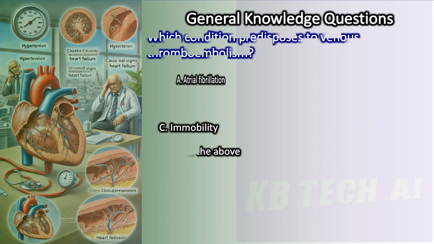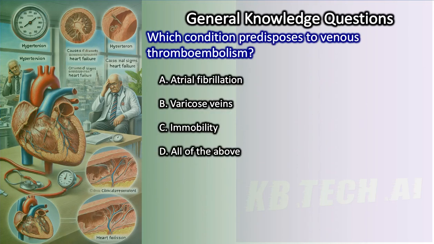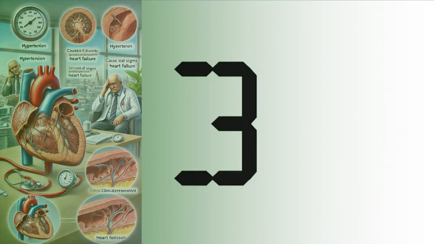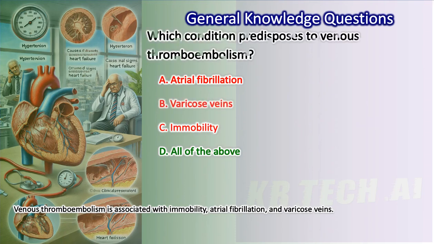Which condition predisposes to venous thromboembolism? Option 1. Atrial fibrillation. Option 2. Varicose veins. Option 3. Immobility. Option 4. All of the above. The answer is option 4.